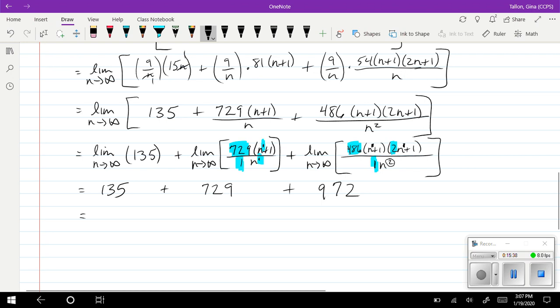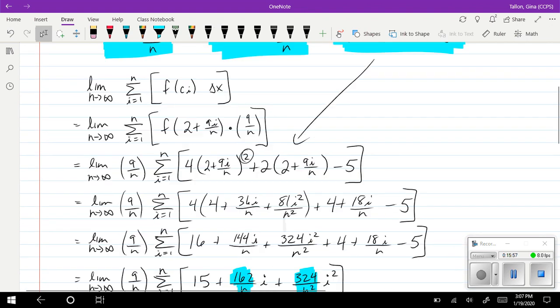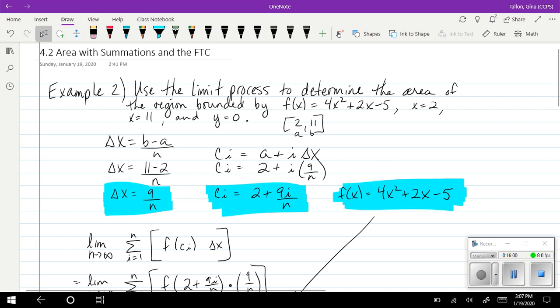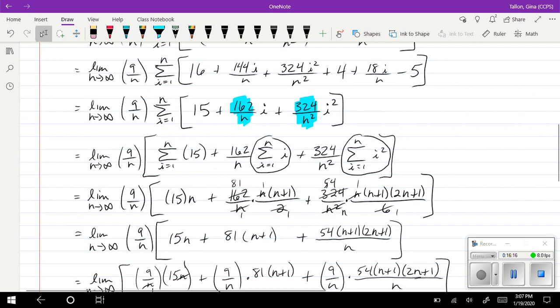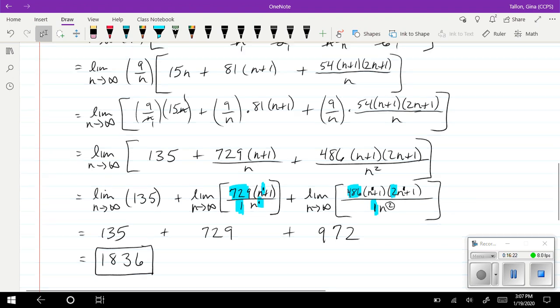I add these numbers all up, 135 plus 729 plus 972, and my answer is 1,836 for a final answer. That ends up being the number of squared units contained in the region, bounded by, let's go back up here, the function f of x equals 4x squared plus 2x minus 5, the vertical line x equals 2, the vertical line x equals 11, and y equals 0, which is a horizontal line. It's the x-axis. So I ended up with a region up in quadrant 1 that had an area of 1,836.